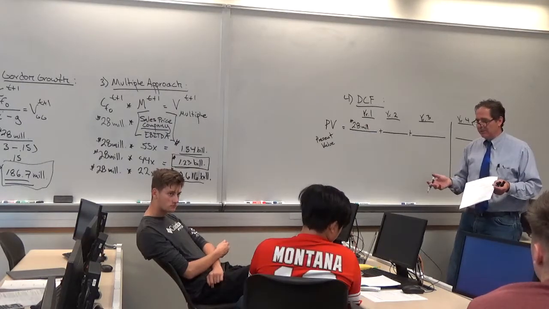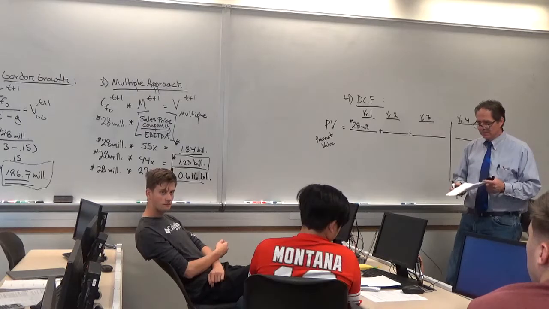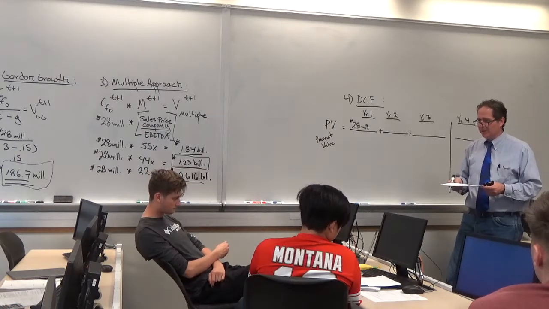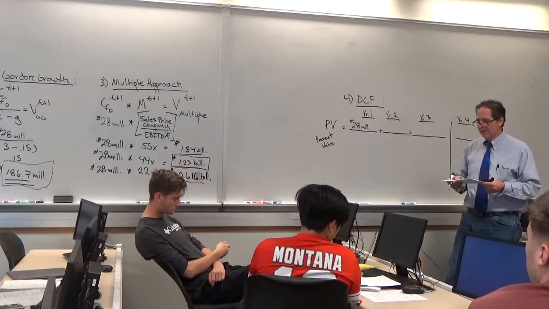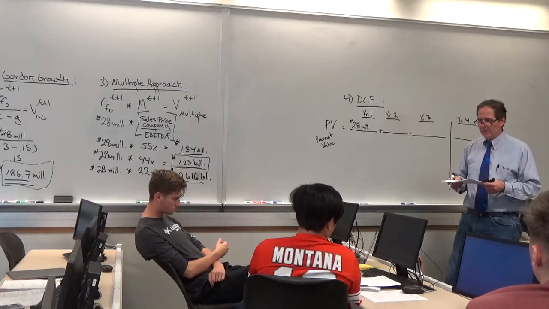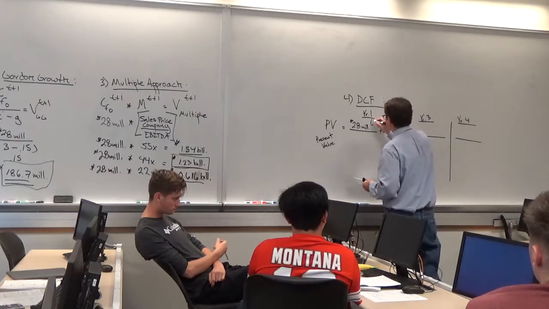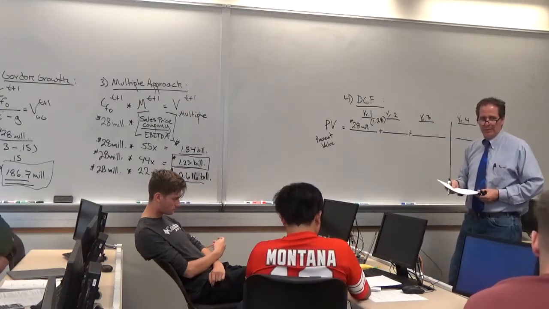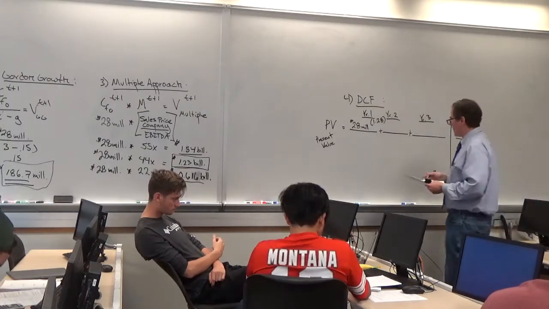What growth rate did you use for the first year? T plus 1. Yeah, but what was it? 40%. Got it. So what do you use for the second year? 28%. And what's the future value factor? 1.28. Okay, and what's 28 million times 1.28? 35.84.